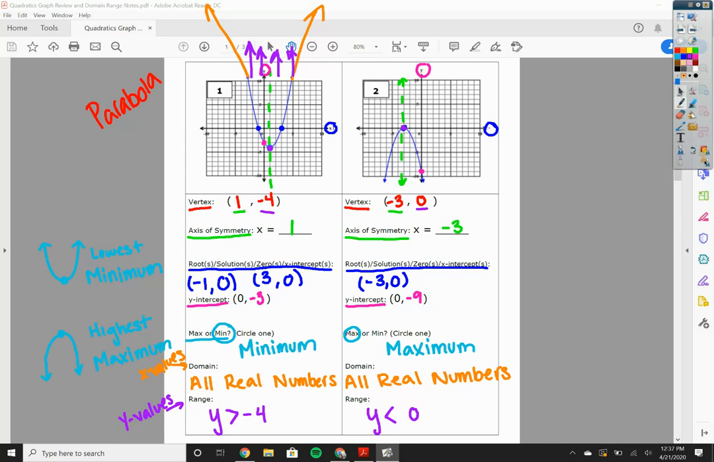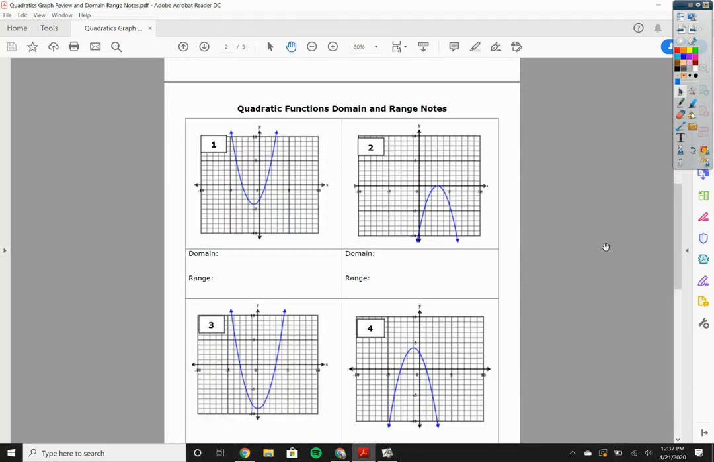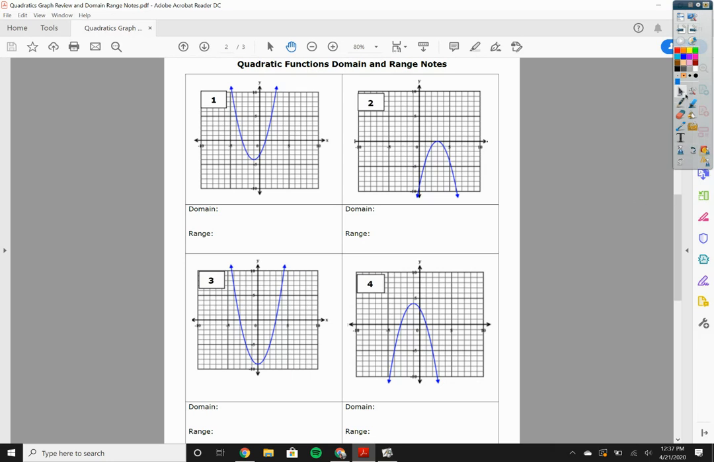Now I'm going to go on to just domain and range, more practice there, because we usually struggle with domain and range a little bit. So with number 1, we need the domain of this quadratic. So again, the domain is going to go on forever in both directions. It goes on that way forever and that way forever. So our domain is going to be all real numbers.